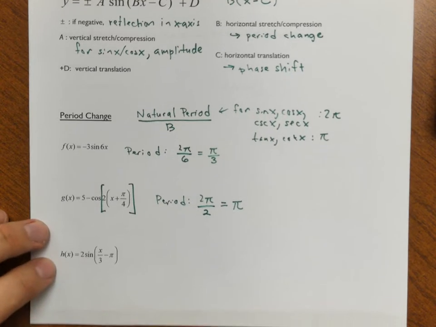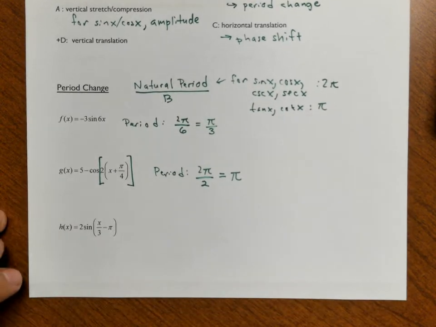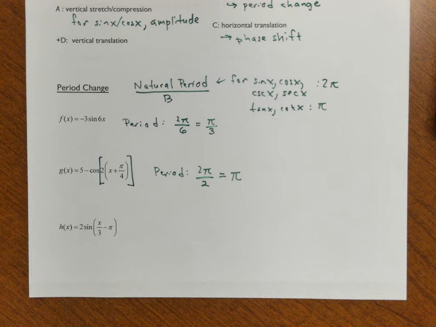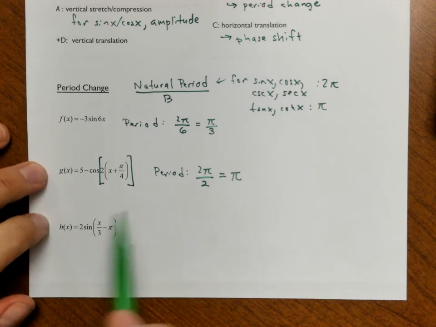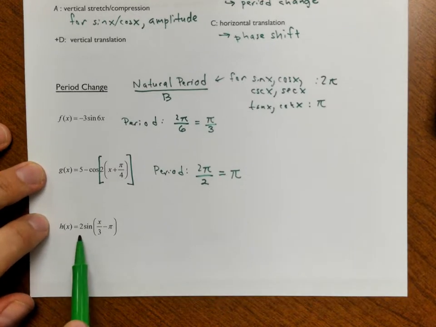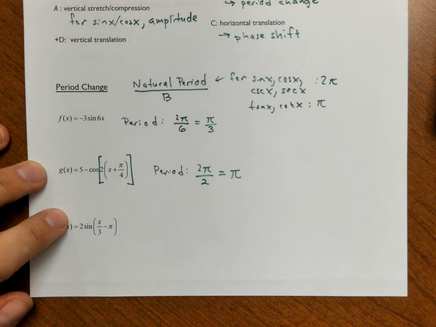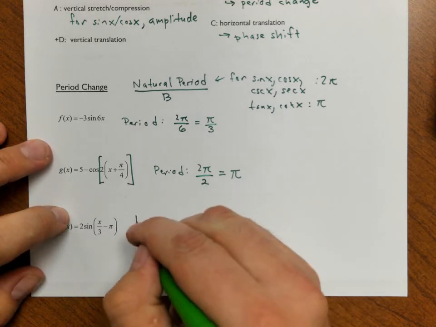One last example. You may see some things that are written as fractions, where like here I see x over 3. I could make this even more complicated if I had something like x over 2/3. But the general idea is, again, there's a vertical stretch. The amplitude of this function will be 2. This will change the period, and that minus pi is going to result in a phase shift.